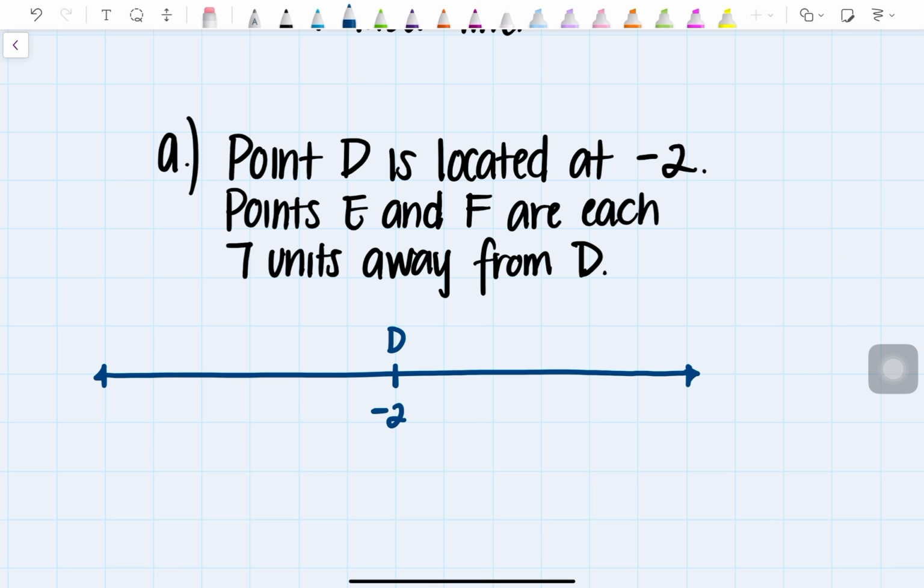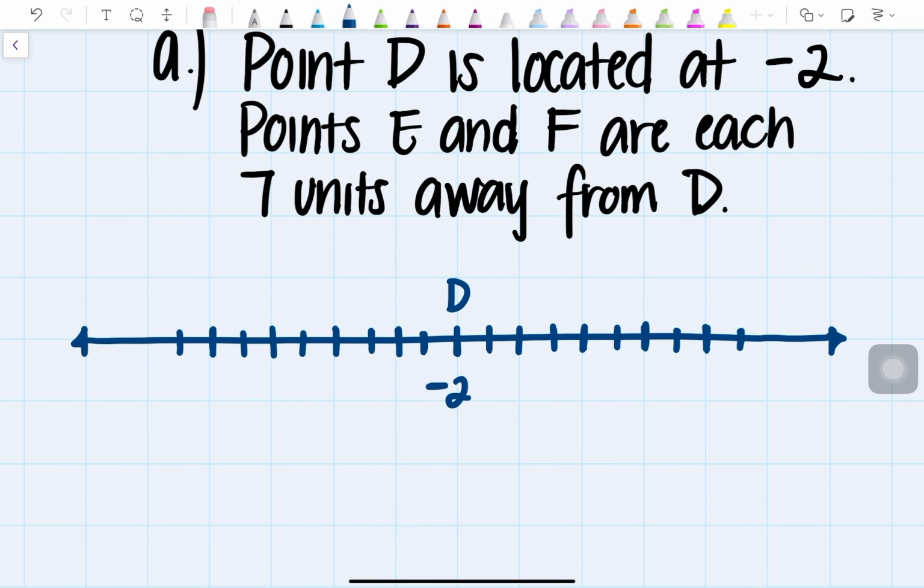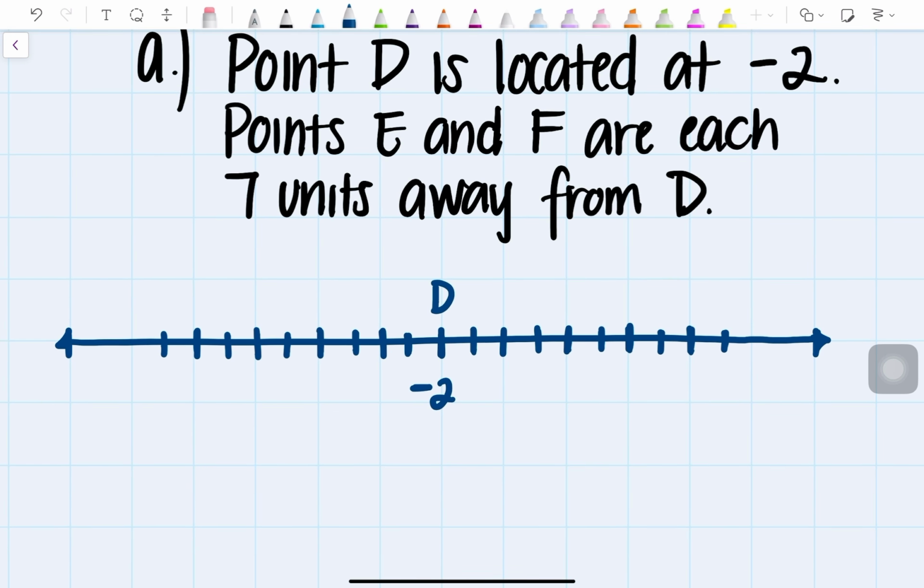So then this is -1, 0, 1, 2, 3, 4, 5, 6, and say 7, right? -3, -4, -5, -6, -7, -8, -9, -10. Say we stop there. All right, and I'm going to go ahead and actually number them in this case, guys, right?